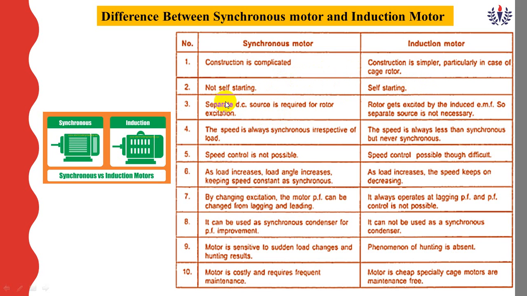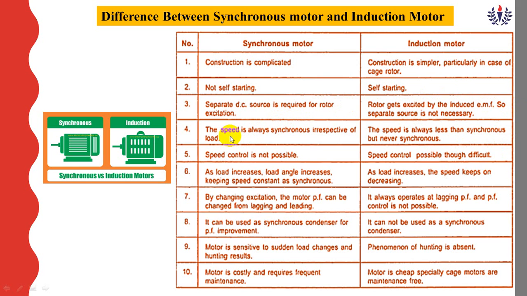Third, a separate DC source is required for the field winding to give the rotor excitation. But here there is no DC source. Only induced EMF is given. There is no DC supply. We are operating an induction motor.